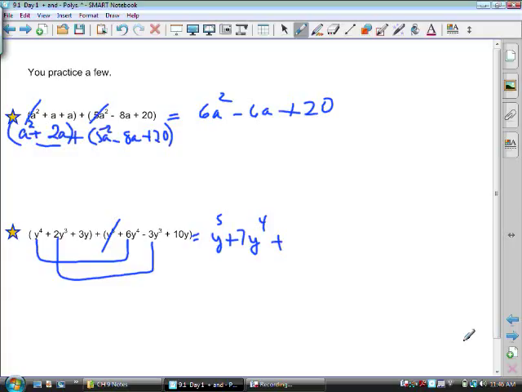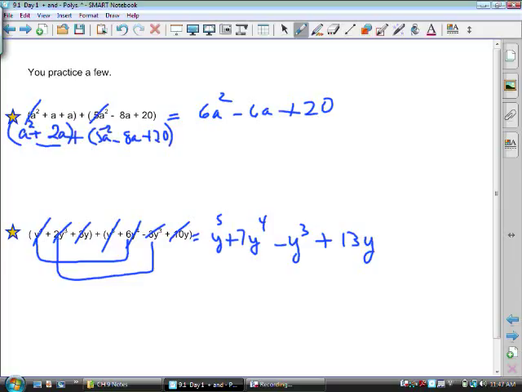Better cross out as I go. All right, we've got y to the 5th first. Then we've got y to the 4th and 6y to the 4th. We've got 2y to the 3rd minus 3y to the 3rd, negative 1 or minus y to the 3rd. And then we've got plus 3y plus 10y is plus 13y. And I hope that that's what you got.